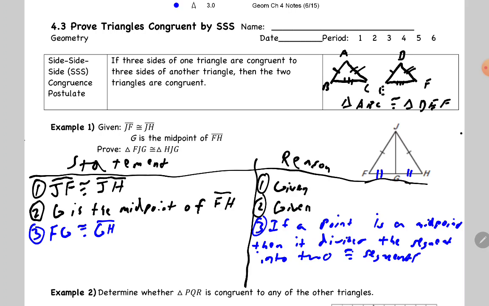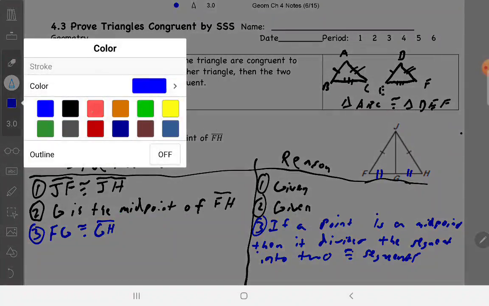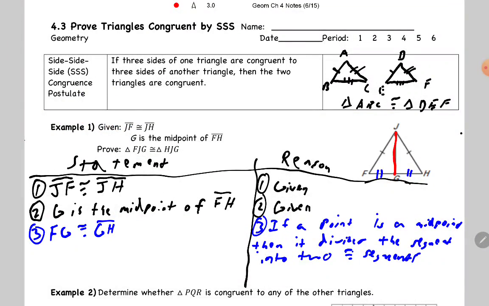Okay, so once again, they gave us the fact that G is the midpoint of FH. That means FG is congruent to GH. If a point is a midpoint, then it divides the segment into two congruent segments. Okay? So the next thing we're missing is the third side. Well, the third side is JG, this red line here. And both triangles use that. So I can actually say JG is congruent to JG. So I am myself, so remember that is the reflexive property.